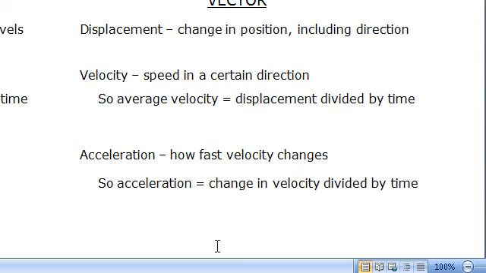Another example for you to pause and decide is force. Please take a moment, pause the recording, jot down whether force is a vector or a scalar, and I suggest you also jot down your reasoning and then restart the recording to hear what I would say about that.